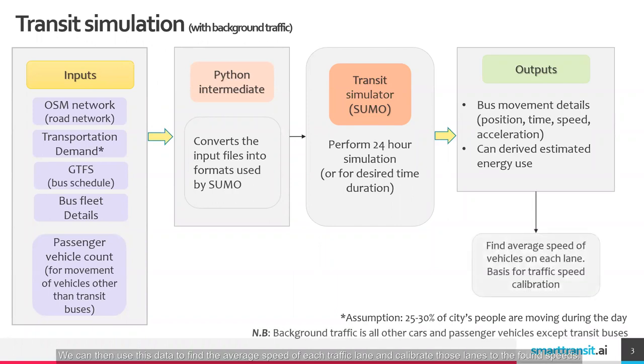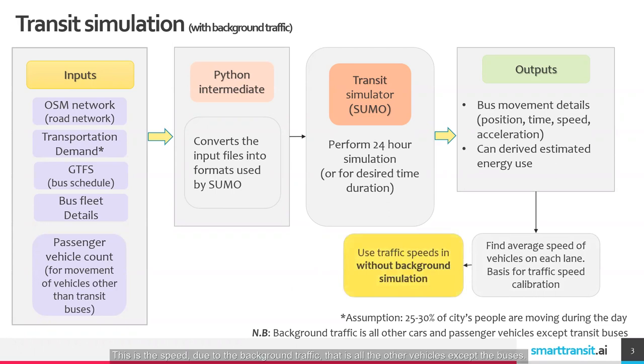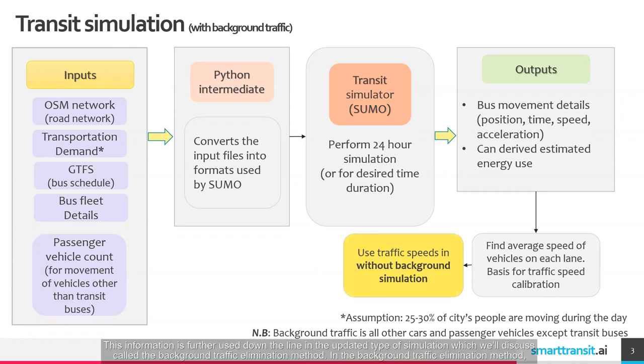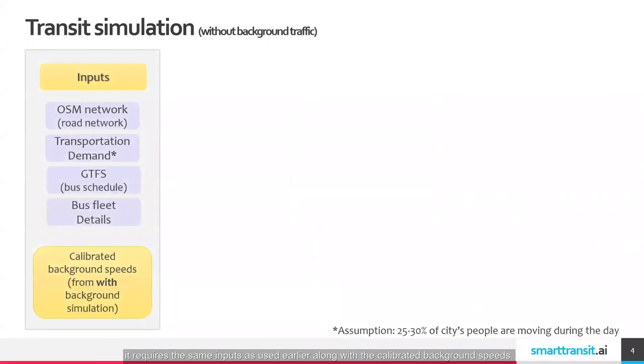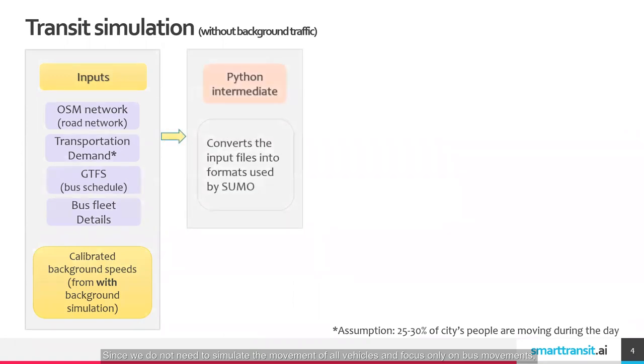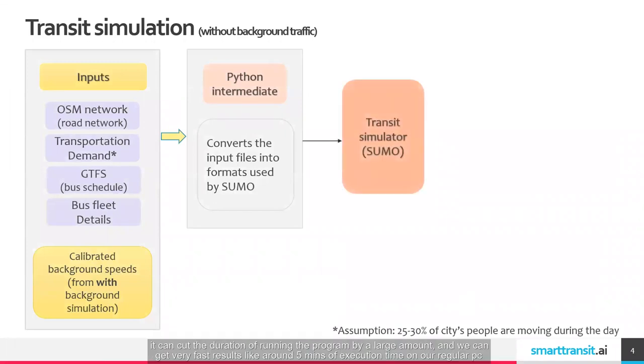We can then use this data to find the average speed of each traffic lane and calibrate those lanes to the found speeds. This is the speed due to the background traffic, that is, all the other vehicles except the buses. This information is further used down the line in the updated type of simulation, which we'll discuss, called the background traffic elimination method. The background traffic elimination method requires the same inputs as used earlier, along with the calibrated background speeds. Since we do not need to simulate the movement of all vehicles and focus only on bus movements, it can cut the duration of running the program by a large amount.